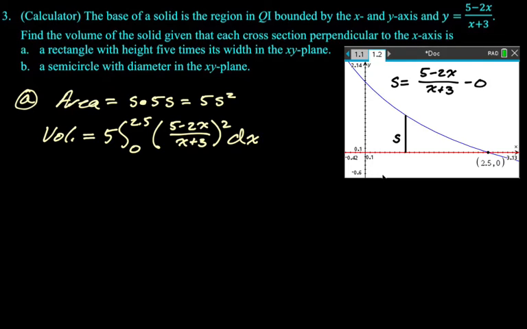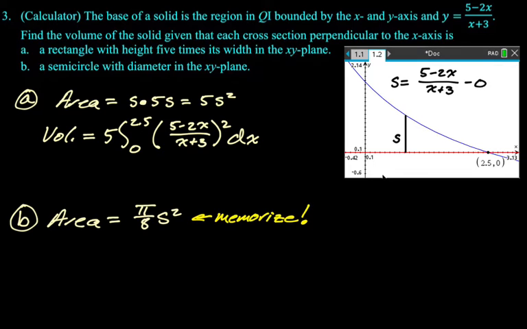For B, we're doing a semicircle with diameter in the xy plane. This one you basically have to memorize, because you do not want to spend time on the exam actually working it out. So the area of a cross-section here is going to be pi over 8 s squared. I have several videos where I describe where that comes about, but this you should 100% memorize. It's the trickiest of all of them.